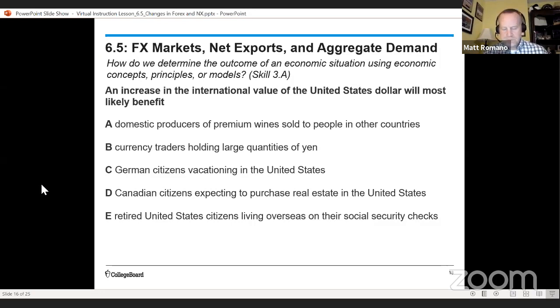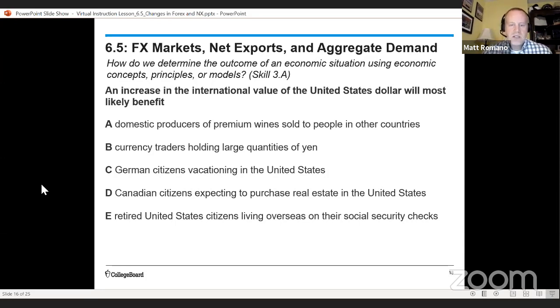So looking at A, domestic producers of premium wines sold to people in other countries. All right, so you've got these US producers of premium wines selling them to others. So they're trying to export US goods. That's not going to help an exporter. The exporter now, even though the price of their good domestically has not changed, it's more expensive to someone who's trying to buy it with a foreign currency. Can't be A. Currency traders holding large quantities of yen. No, according to this question, the dollar's getting stronger. If you're trading currency and you have the yen while the dollar's getting stronger, that means it takes more yen to purchase a dollar. You are not better off as a result.